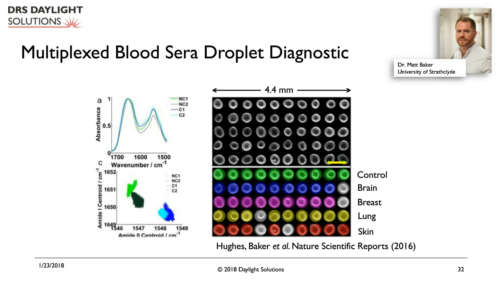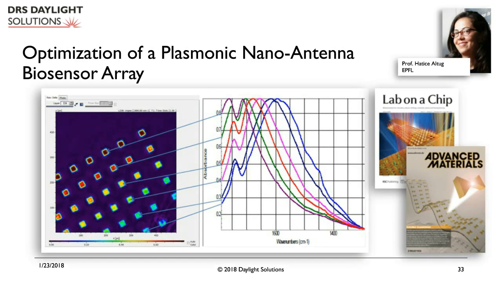So for these last two examples, I'm switching gears to more of a material science applications. This unique application is where the Spero is used by Professor Hatice Altug of the EPFL. She's employing the wide field of view of the Spero to assess the spectral properties of an entire array of plasmonic nano-antennae. These antennae will eventually be incorporated into biosensors.